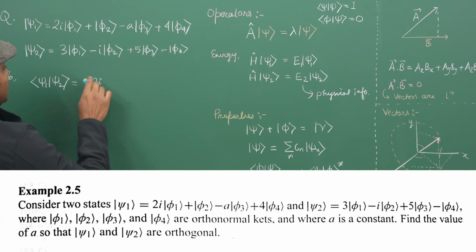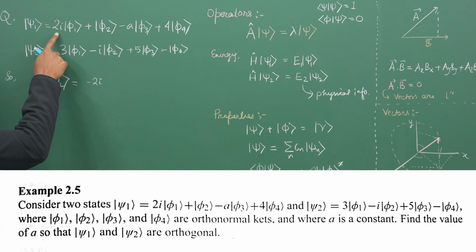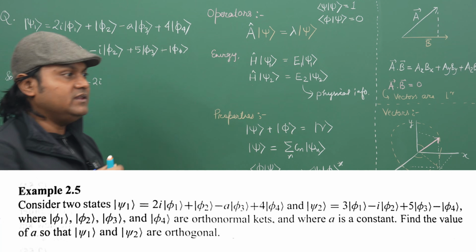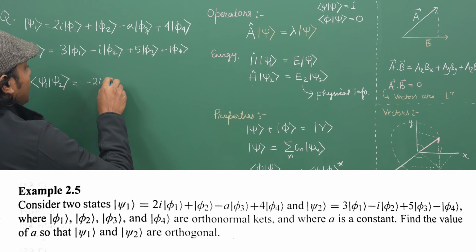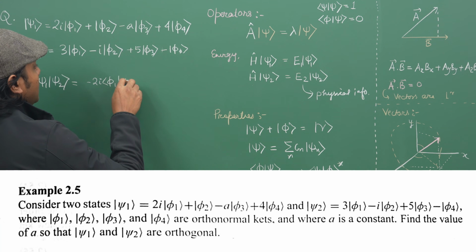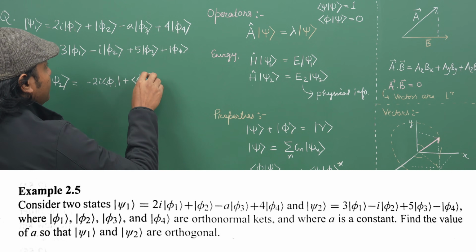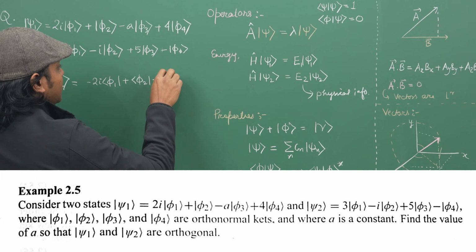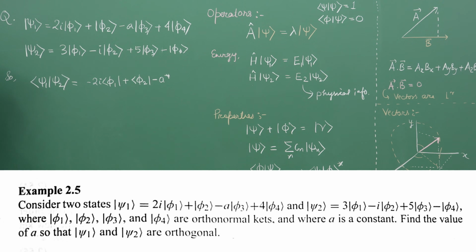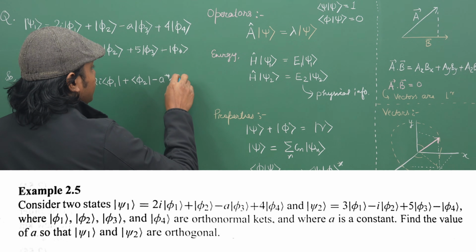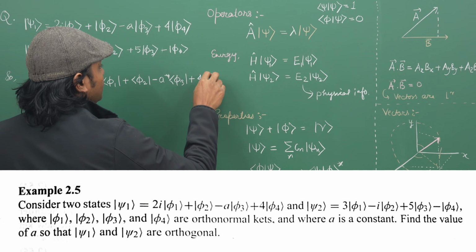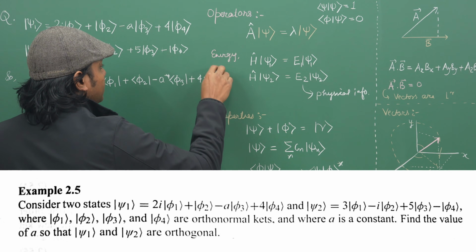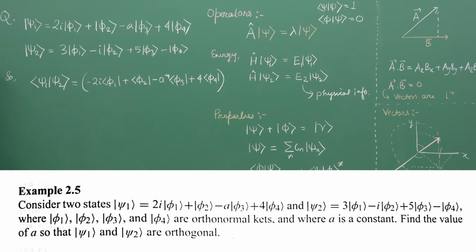Minus 2 iota. The moment I take the bra of a scalar, we have to write the complex conjugate of that particular scalar. And then we have the bra phi1 plus bra phi2 minus a star, because after all I'm taking the bra here, so a is a scalar. We need to take the complex conjugate, a star, phi3 and 4 phi4. Okay. If you want, you can take up your notebook and try to solve this question yourself.